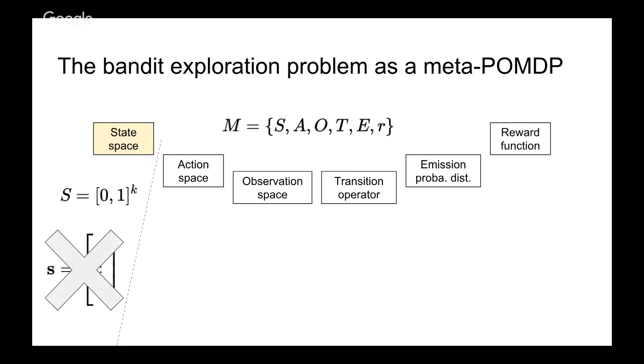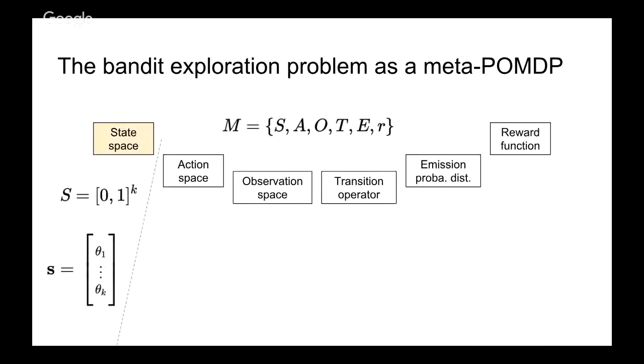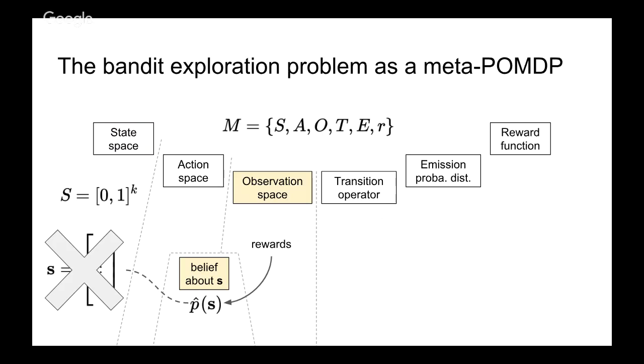So this state space represents these parameters, those Q stars. If the variance was also non-fixed, here it's one, but if the variance was also random, there would also be those variances in there. So we have this state space that we don't know about, and we have the observation space. The observation space is the reward that we get when we are playing the arms. From these rewards, we need to derive a belief about our state, and the belief about our state is what will guide our exploration.